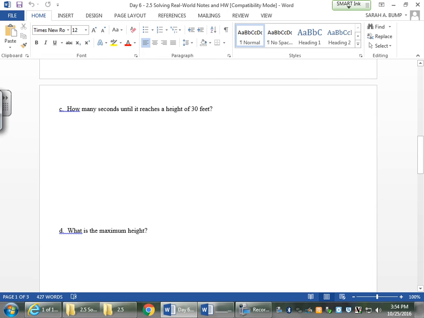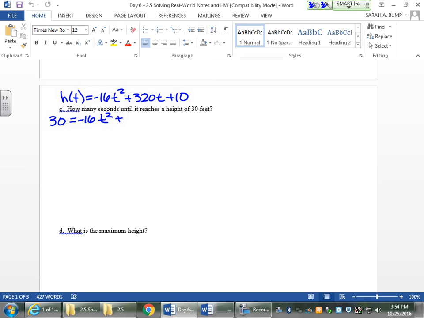I want to know this time how many seconds until that bolt would hit a height of 30 feet. The model is no different. It's still h of t, actually I'll write up here, equals negative 16t squared plus 320t plus 10. That hasn't changed. What's changed is the height of the bolt. Instead of hitting the ground, I want to know when it's at a height of 30. So you will not sub in 0 for h of t. We're going to sub in 30 for h of t. It's a height, not a time. So you do not sub it in for t.